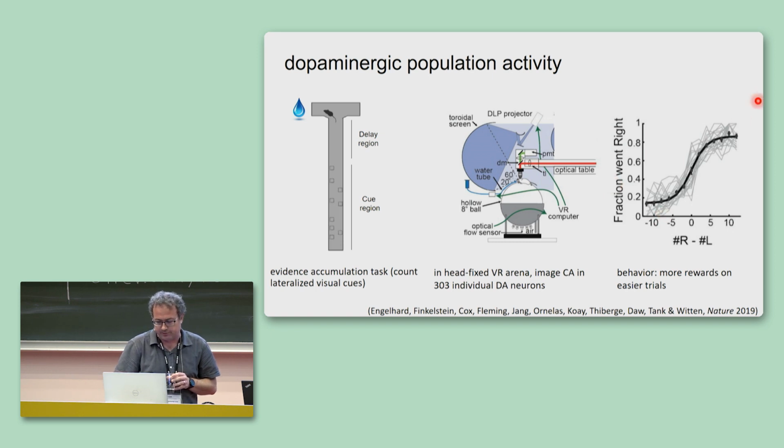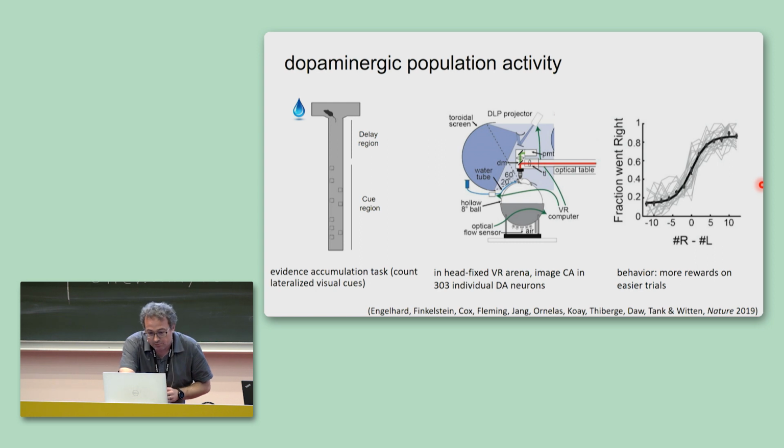So behaviorally, the animals, of course, can do this task, mainly summarized by this psychometric curve. So the x-axis is the difference between the number of towers on the right and the left, and the y-axis is how much they go right. So the animals tend to go right more when there are more towers on the right, so they can accumulate evidence, right? So this is not surprising, but it works.